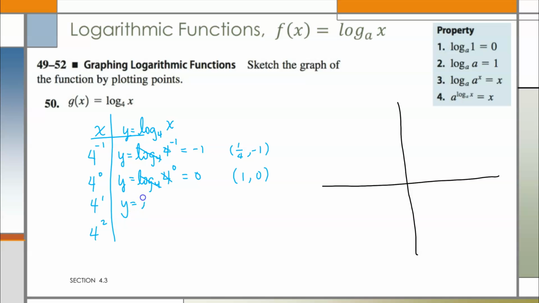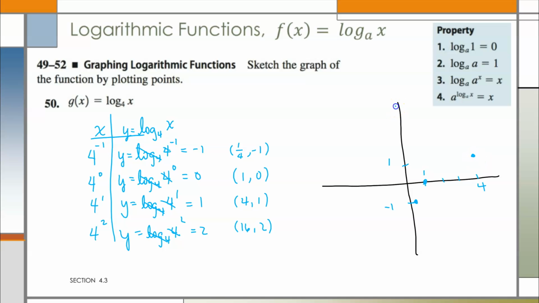Okay, y equals log base 4 of 4 to the first. Cancel those out. So here we'll be plotting (4, 1). And then y equals log base 4 of 4 squared. Those cancel out, and 4 squared is 16. We would be plotting (16, 2). So at 1/4, we're down here at negative 1. At 1, we're here at 0. 2, 3, 4. We're up to 1.